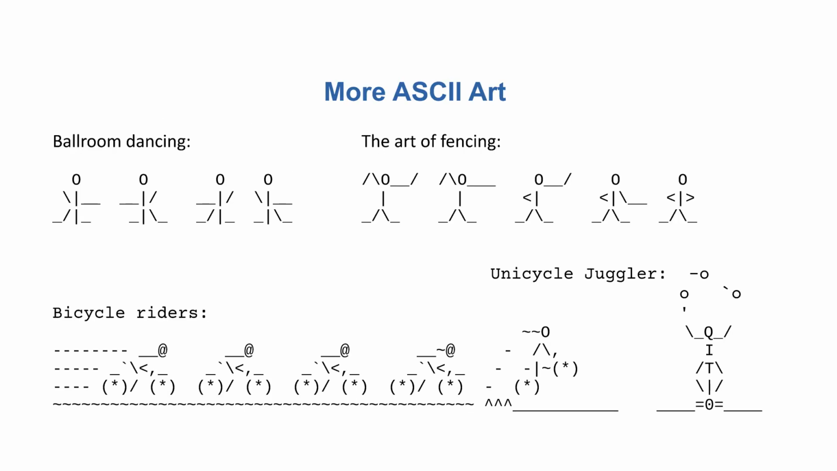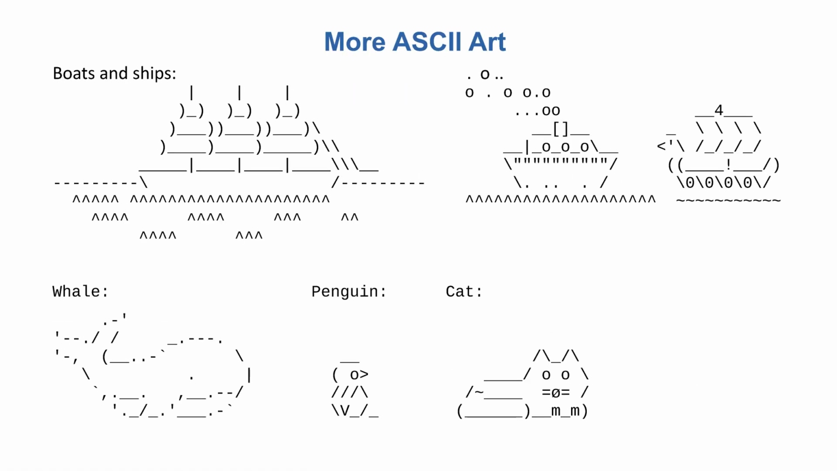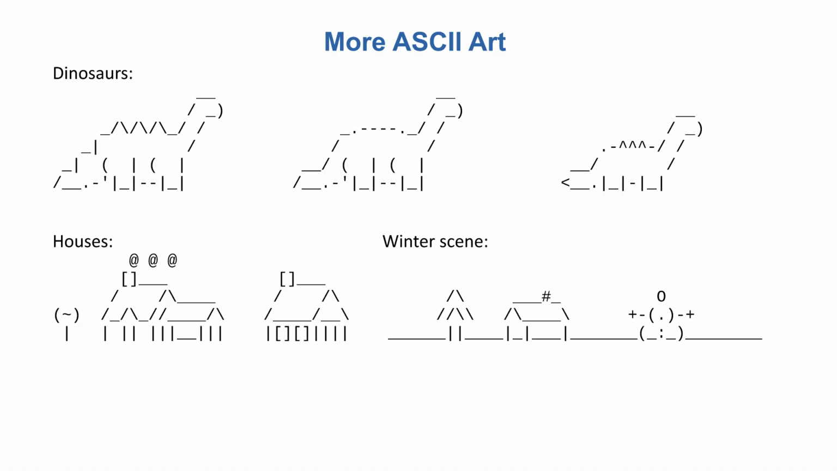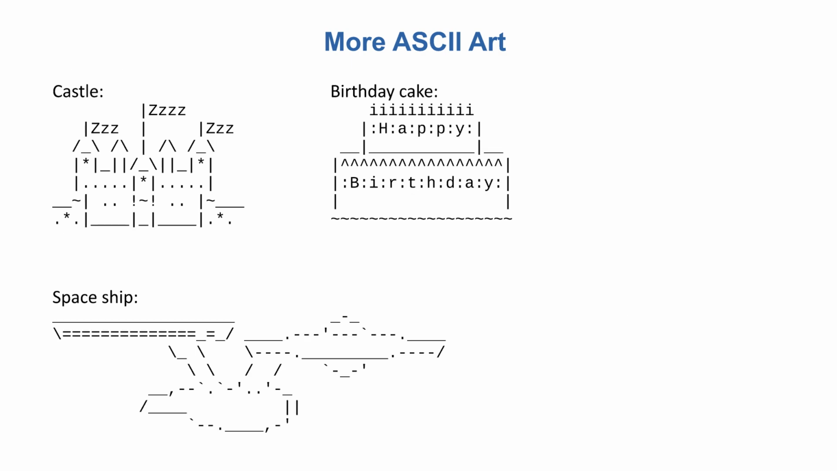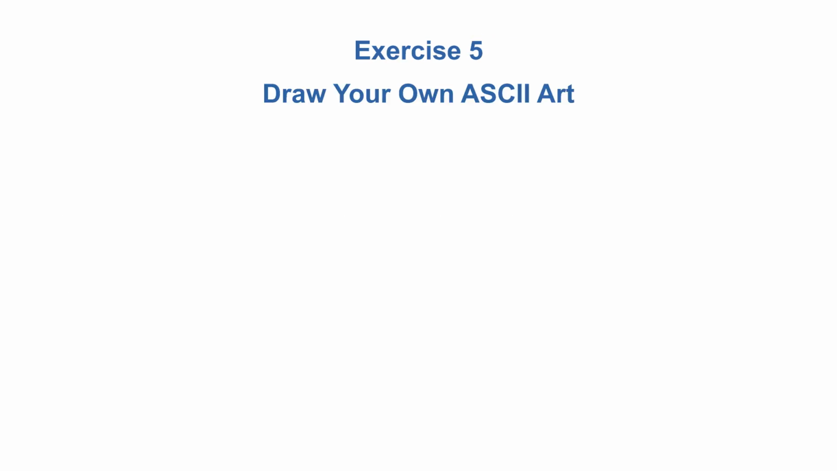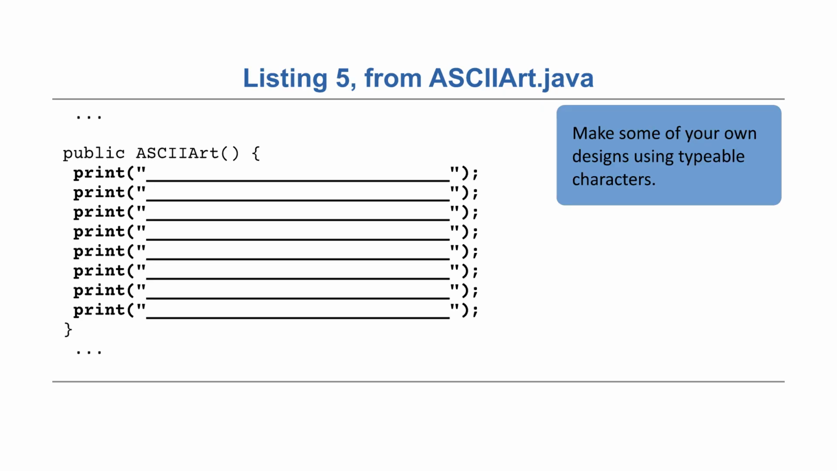Here are more sample images created from typable characters. For any ASCII art images you try to create, I recommend that you simply type it in initially without using the escape character, just so you can verify all the characters line up the way you want. Then add the escape character later to get rid of the syntax error. In Exercise 5, choose any of the designs I've shown or make up one of your own to draw your own ASCII art. Be sure to add the escape character for any double quotes or backslashes in your drawing. Now, make some of your own designs using typable characters.